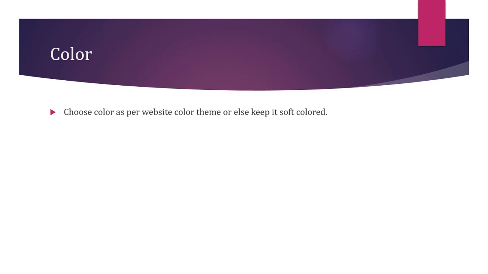Now the next point is color. Choose color as per website color theme or else keep it soft colored. See, we have seen that we can also color the accordion, but the question is which color to choose. So basically you have to choose the color of the accordion based on the color theme of the website. Suppose you don't know the color theme of the end user, then you can keep it soft colored. Don't try to use hard colors. Okay, if possible keep soft colors, but if the customer has a particular kind of theme, then go for those colors.